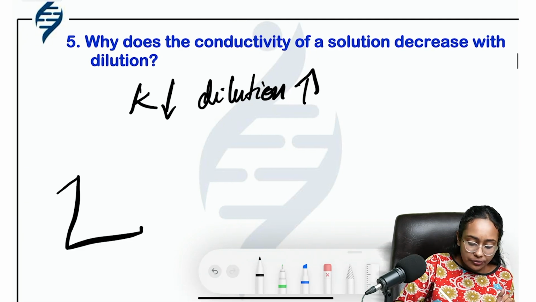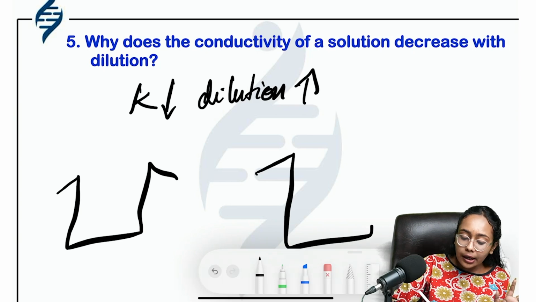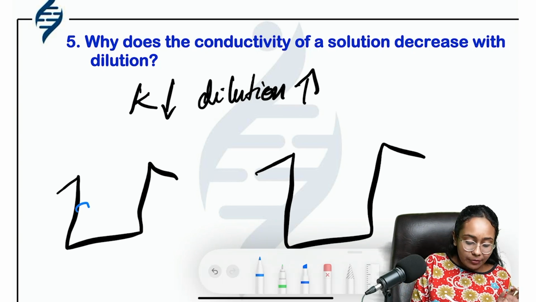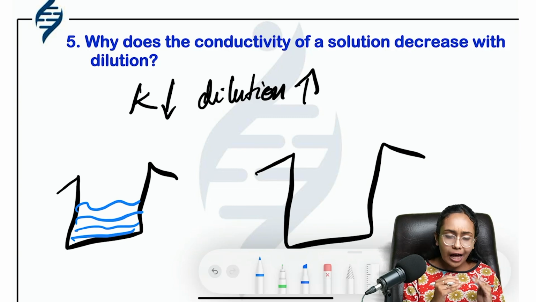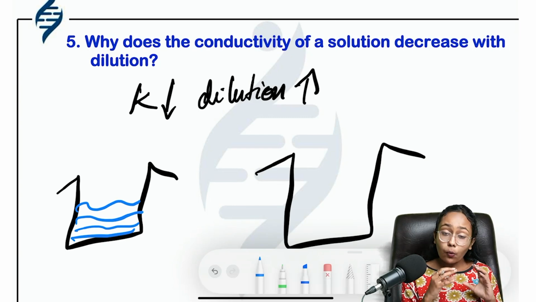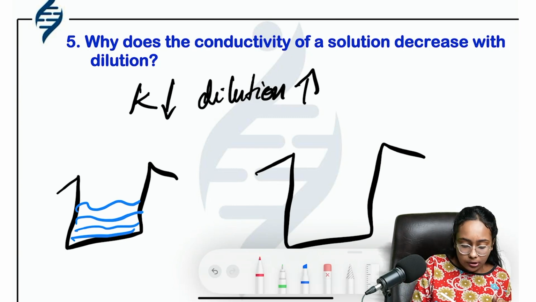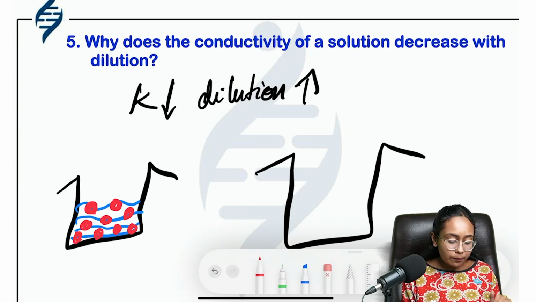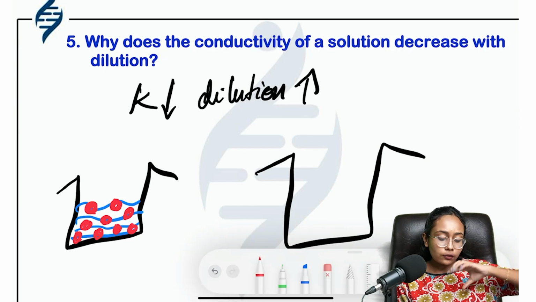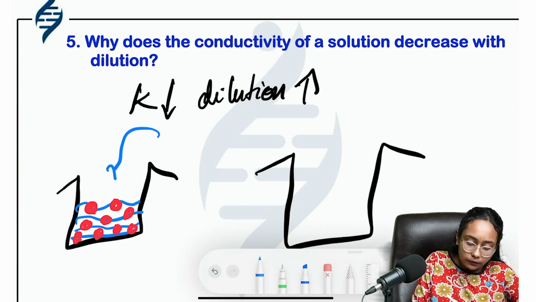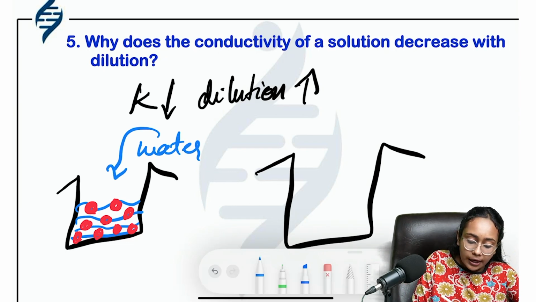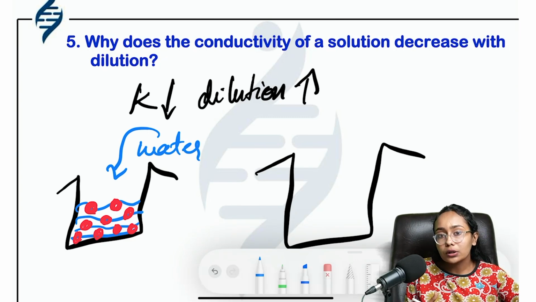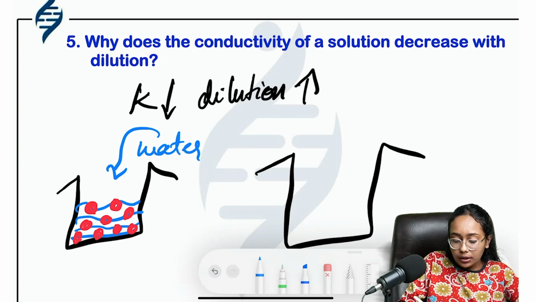So here I'm considering a beaker, and another beaker. In the first I have maybe half the portion of the beaker filled with water, which is the solvent here. I'm also having solute particles: 1, 2, 3, 4, 5, 6, 7, 8, and 9. To this portion of the solvent, I'm adding a little more solvent. Solvent means water. I'm adding more water, which means I'm diluting it.